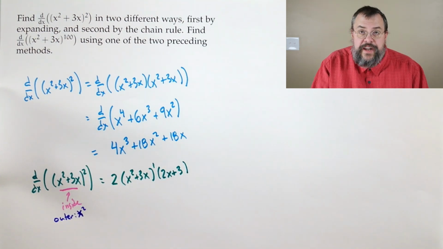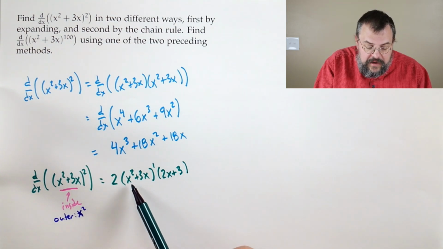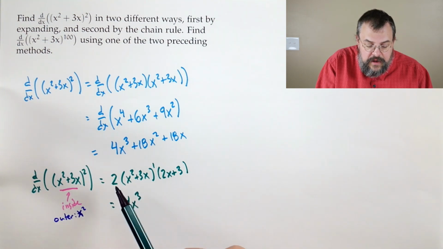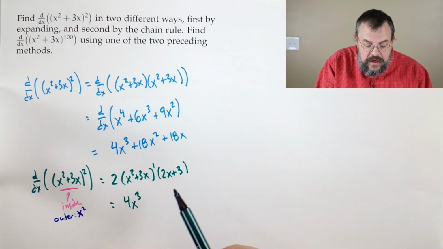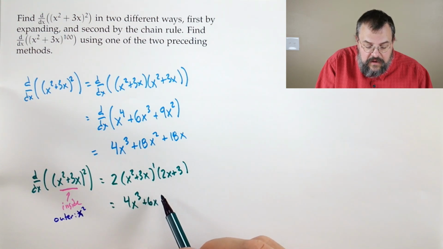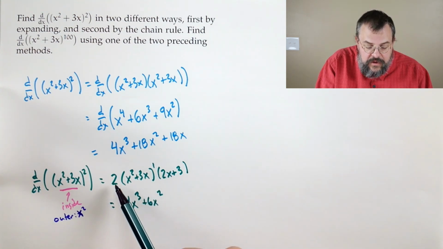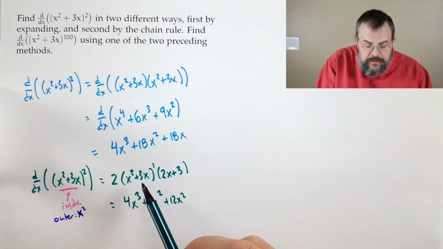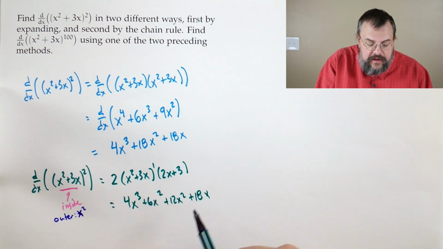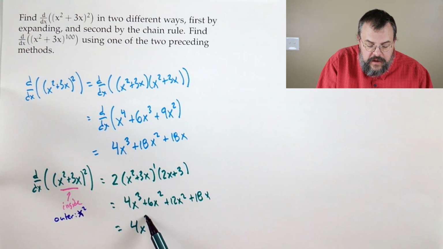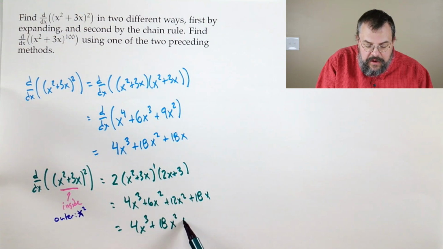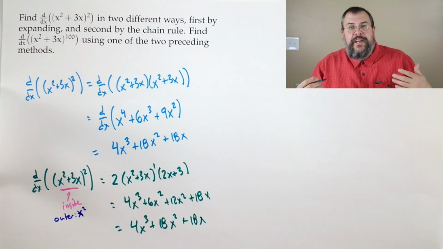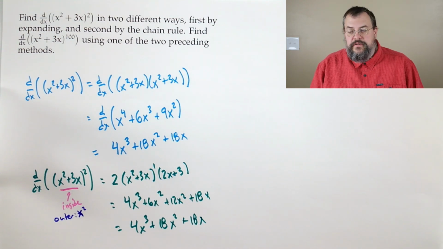Now, suppose we take a minute and expand. 2 times x squared times 2x would be 4x cubed. 2 times x squared times 3 would be 6x squared. 2 times 3x times 2x would be 12x squared. 2 times 3x times 3 would be 18x, which is 4x cubed plus 18x squared plus 18x. And you'll notice you get the same answer, which is not surprising because, again, we're taking the derivative of the same function. We're just approaching the derivative in one of two different ways.